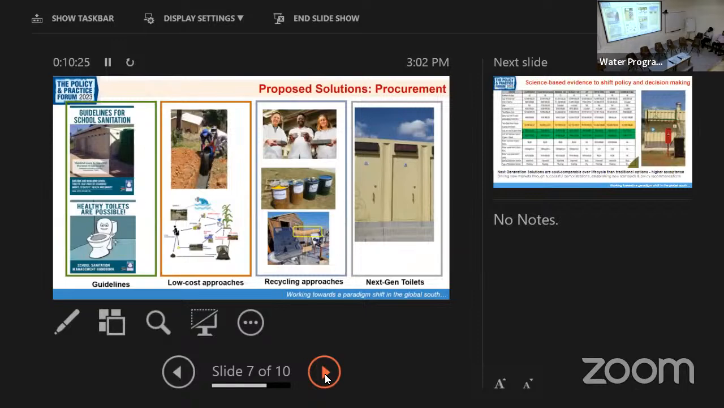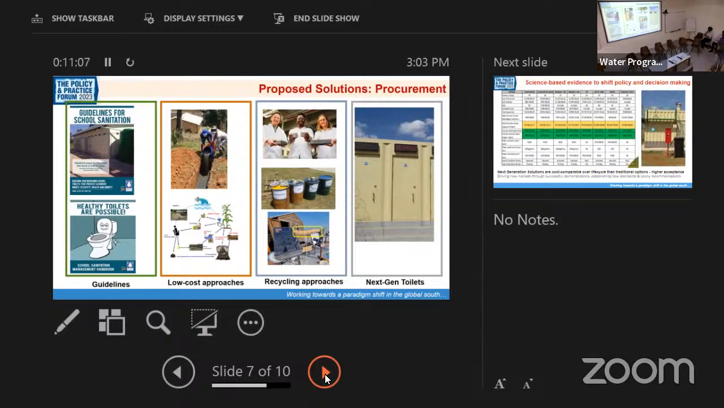Some of the solutions that have been developed at the Water Research Commission in partnership with funders, universities, and the Bill and Melinda Gates Foundation go from development of guidelines to low-cost approaches that have been tested and piloted and shown to be successful, as well as new recycling and reuse approaches, even to the next generation toilets. But still, we stand here today and say there is poor uptake because of the kind of procurement processes that we have in the country, which have a fair objective but will not cater for innovation and technology.